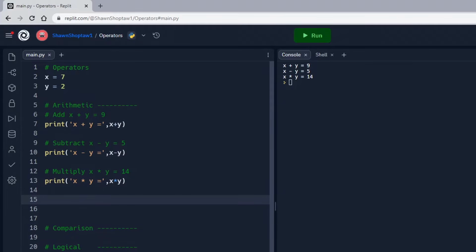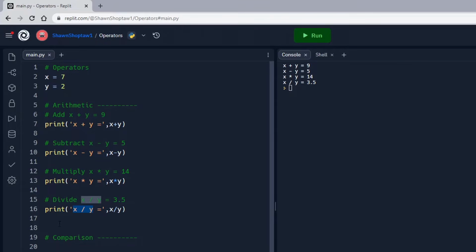Our divide function is going to be the forward slash, which is just to the left of the right shift key, or it's actually underneath the question mark on a standard keyboard. So we have x divided by y. Our output's going to be 3.5.